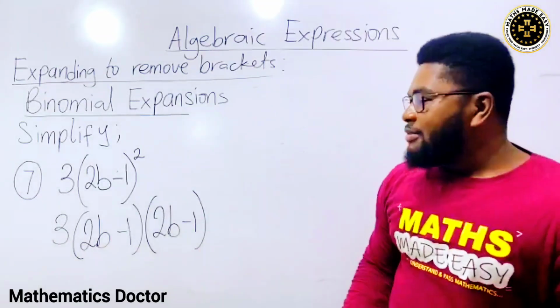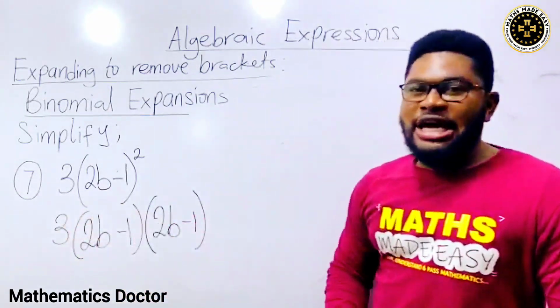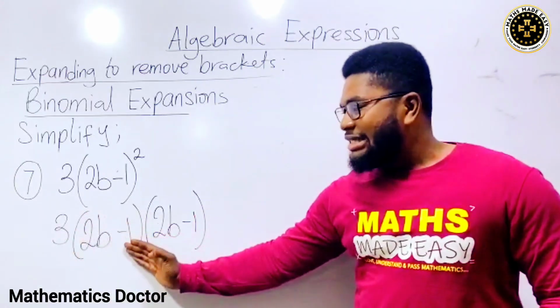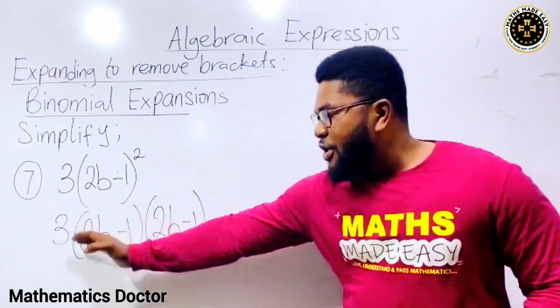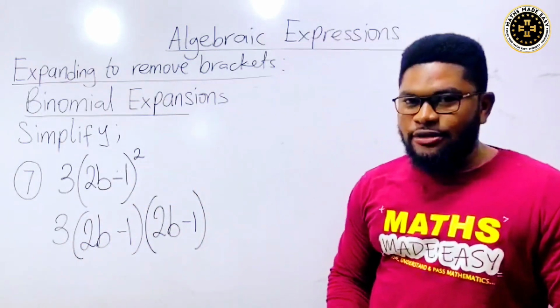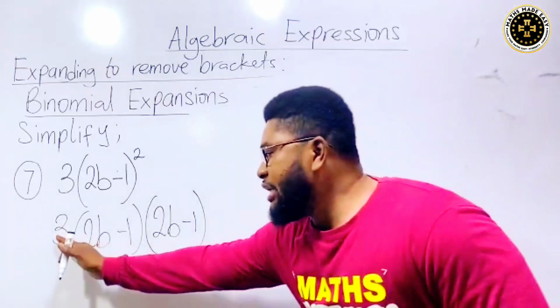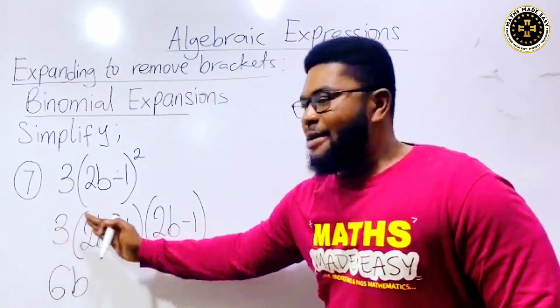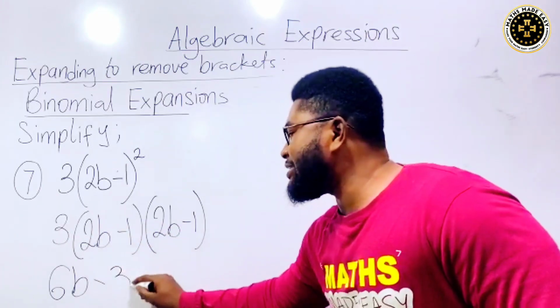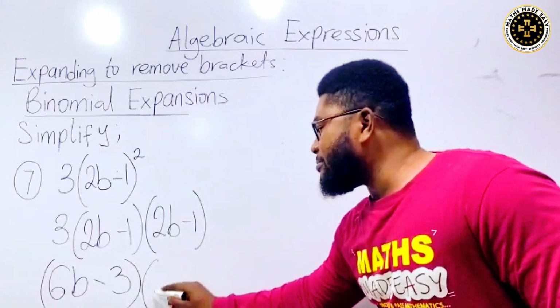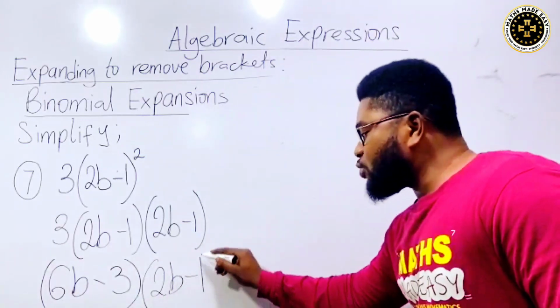So with this, it comes back to the fact that 3 is against the first bracket. I want to use the method where 3 multiplies the terms in the first bracket. Then the expression of the first bracket will then multiply all the terms in the second bracket. This is what I mean. 3 times 2b becomes 6b. Then 3 times minus 1 becomes minus 3. Put it in bracket since we are not done. Then repeat the second bracket as 2b minus 1.